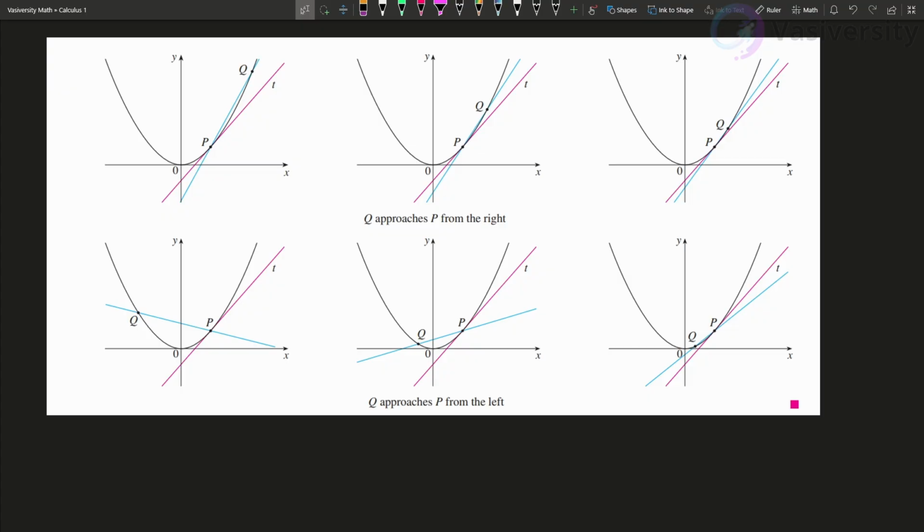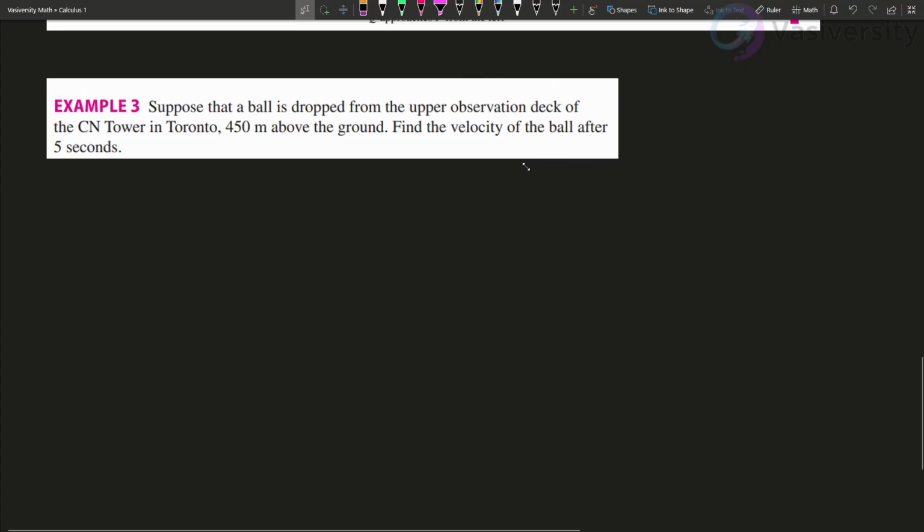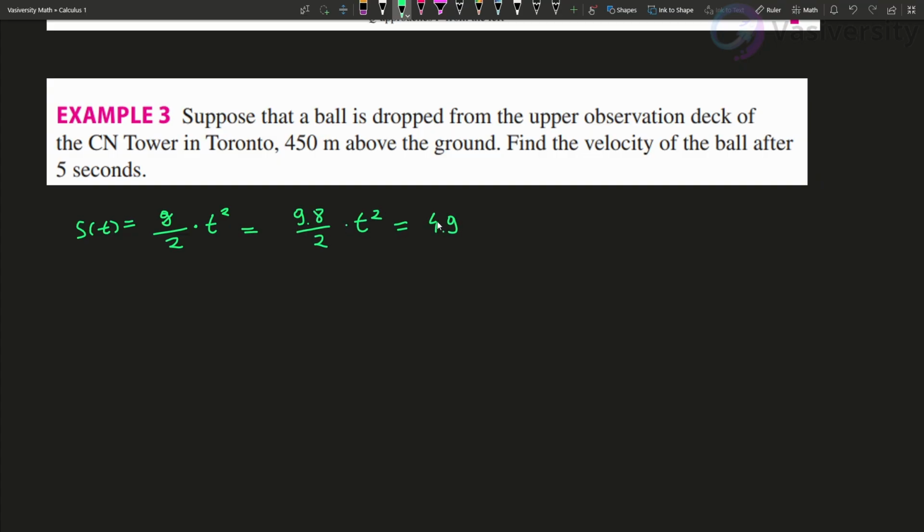So here's going to be example 3. Suppose that a ball is dropped from the upper observation deck of the CN Tower in Toronto, which is 450 meters above the ground. Find the velocity of the ball after 5 seconds. Okay, so from physics, we do know that the position formula for a falling object is going to be gravity divided by 2 times time squared. So gravity for Earth is 9.8 over 2 times t squared, so that's equal to 4.9 times t squared.